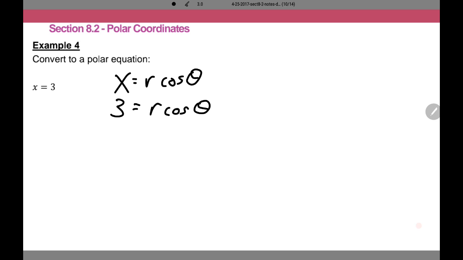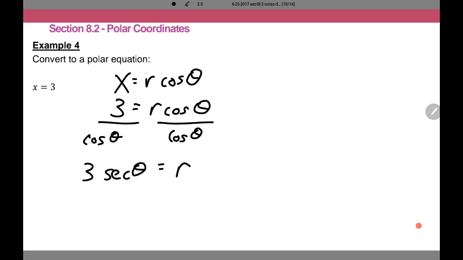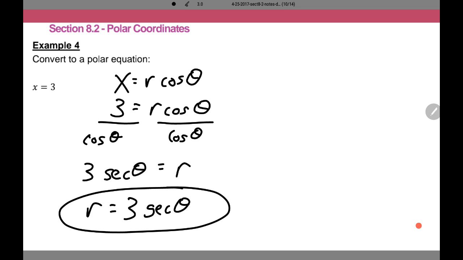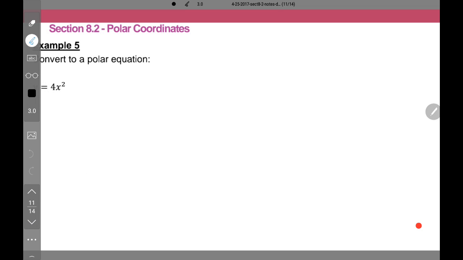So most of our polar equations are going to start with r equals something, in terms of theta. So I'm just going to divide both sides by the cosine of theta here. And 3 over the cosine of theta is the same thing as 3 secant theta. And that equals r. Or we could technically rewrite it better by putting r first. R equals 3 secant theta. That's our final answer. And next time I'll show you how to graph these with Desmos, and you'll see that that's the same line as x equals 3 on a Cartesian plane.